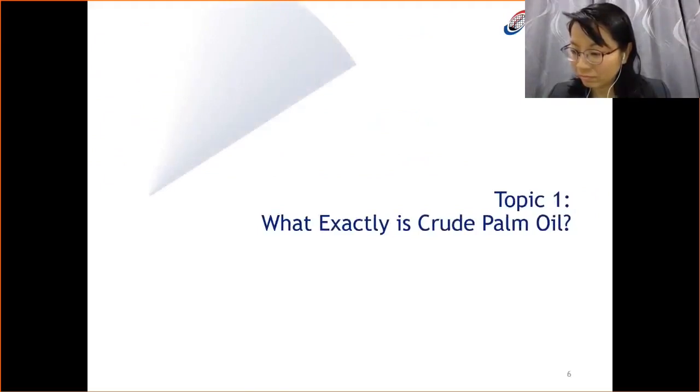Because when you use technical analysis, what you see is a price chart, volume and those things. Fundamental analysis is actually the story behind all that price action that is happening. Okay, so let's move on to topic number 1. What exactly is crude palm oil?